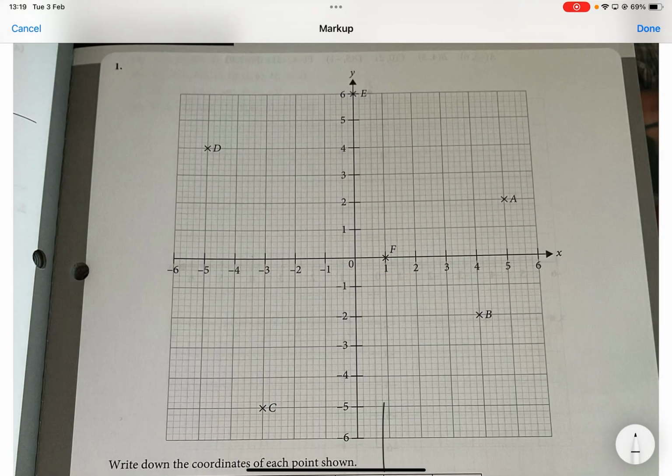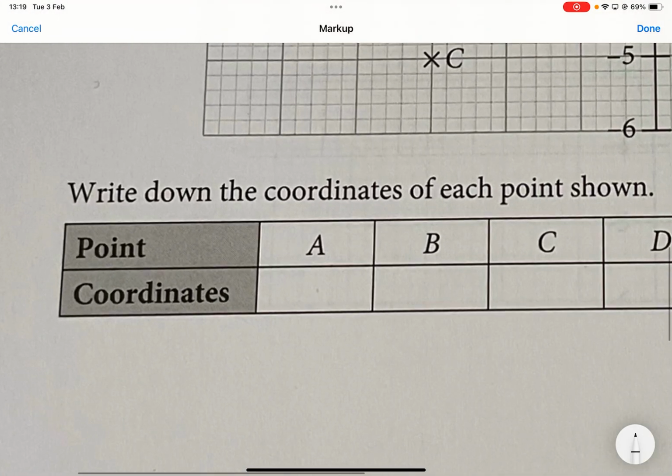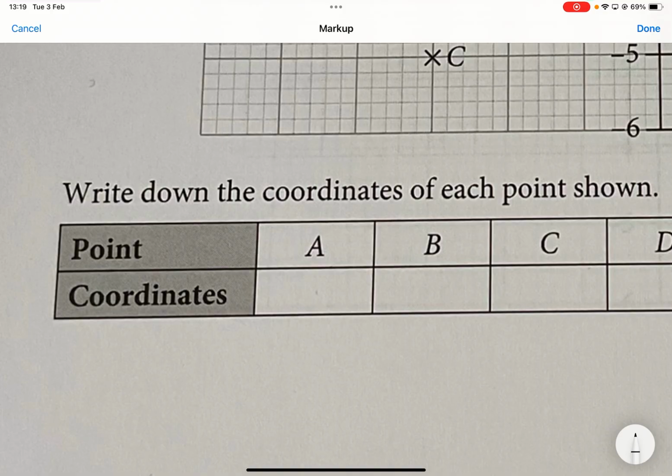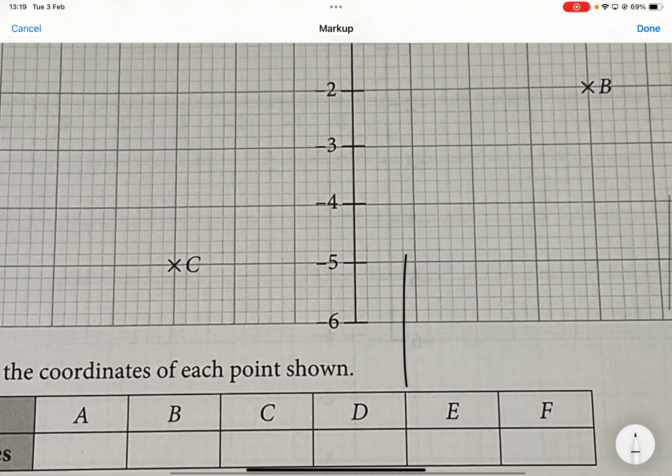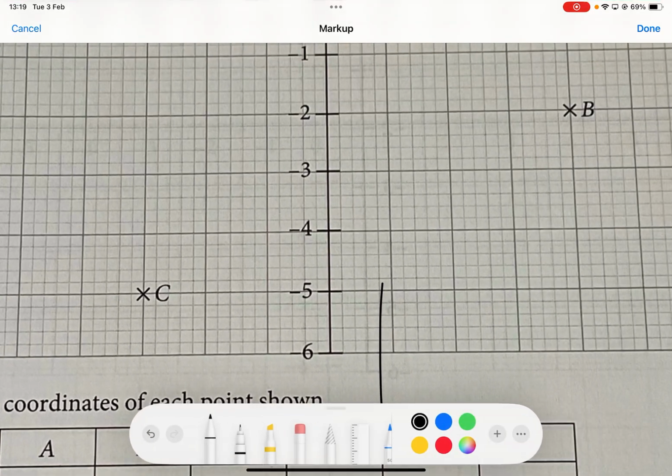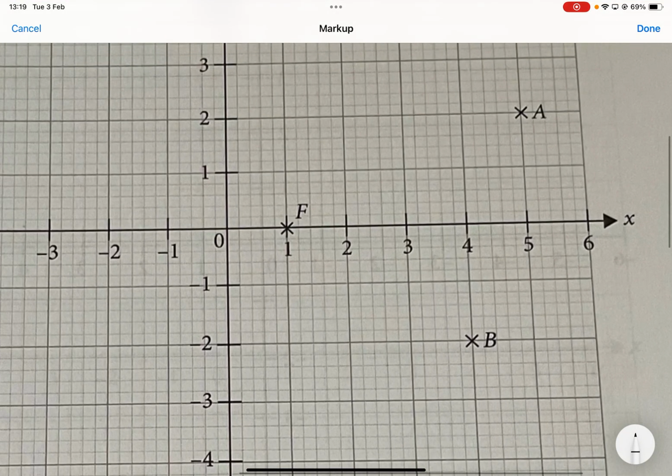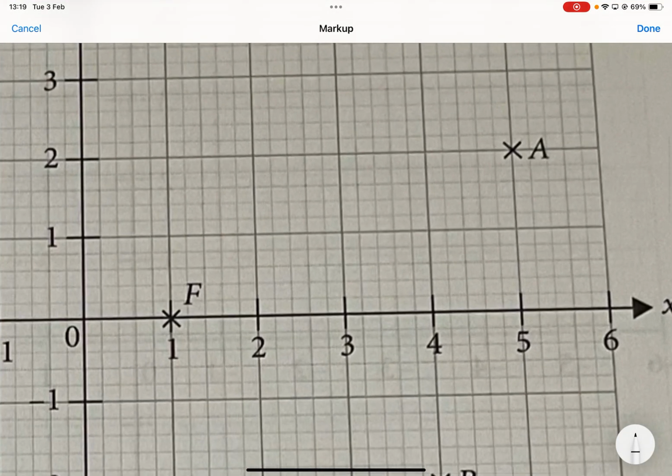So let us try the workbook. Write down the coordinate of each point. Okay? So first one, A. Then I must go and find A on my paper first. Where is A? A is here, 2 on y, 5 on x. So point A is here. Everyone can locate point A in your book.